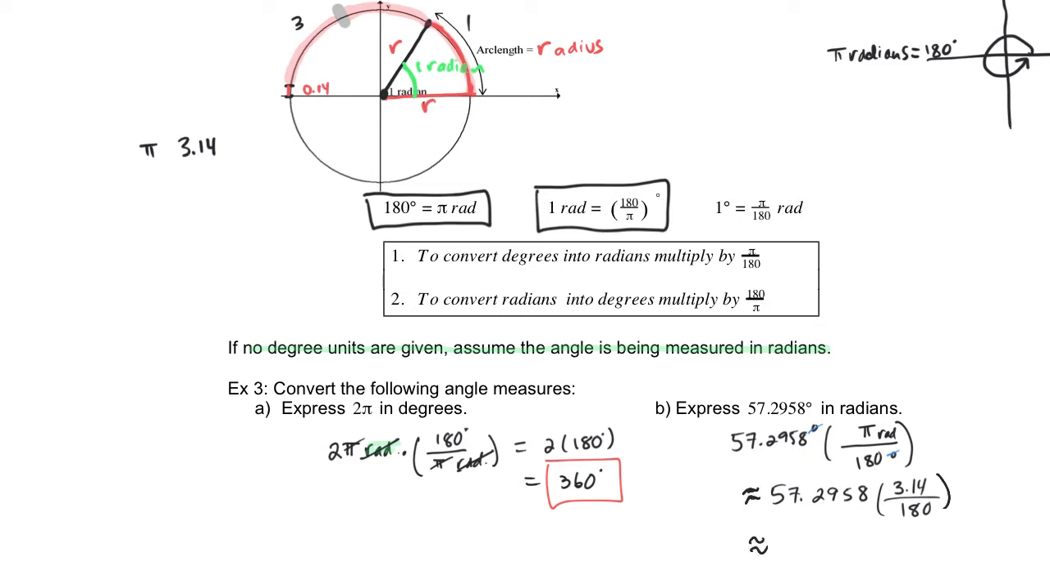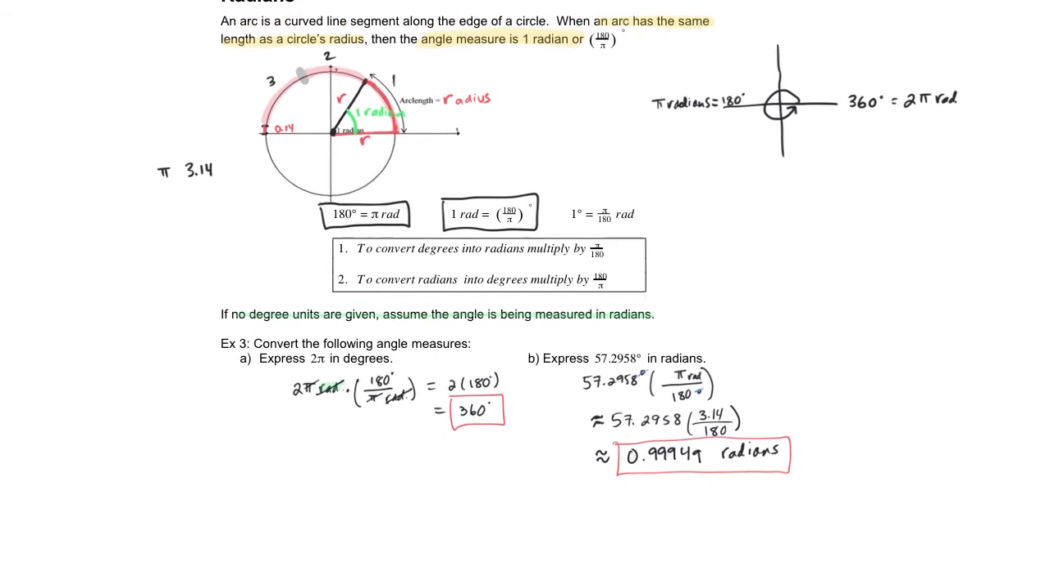So that's approximately 0.9949 radians. Okay, so that's an approximation. Often we're going to be able to get exact conversions. So let me just do another one here.